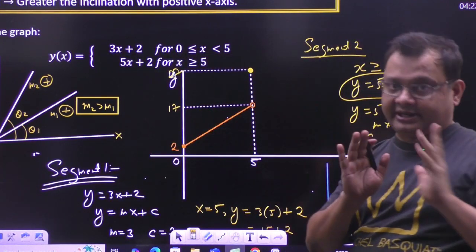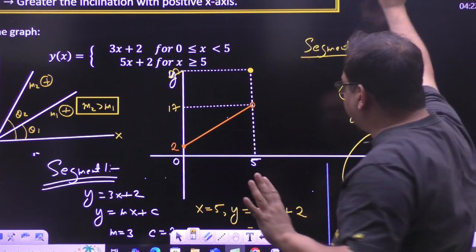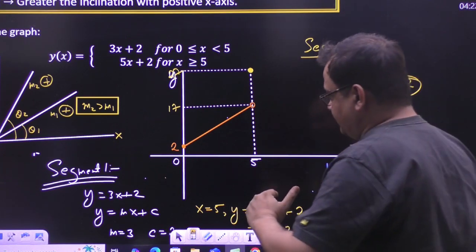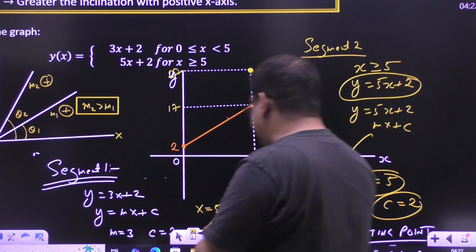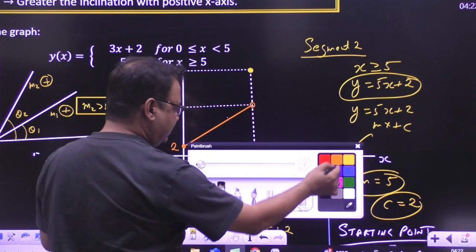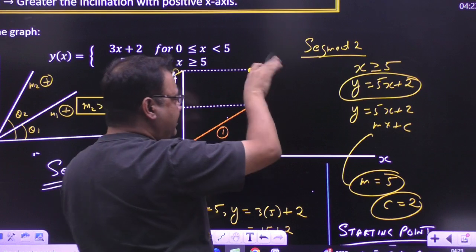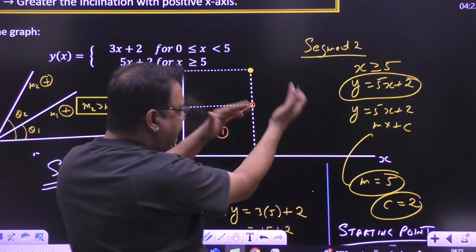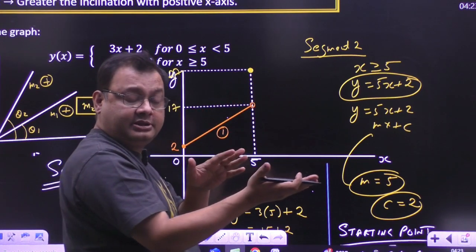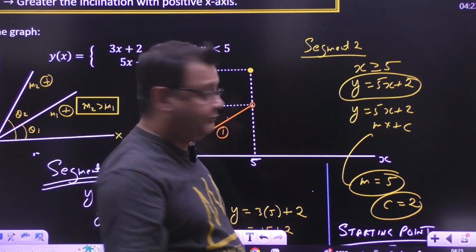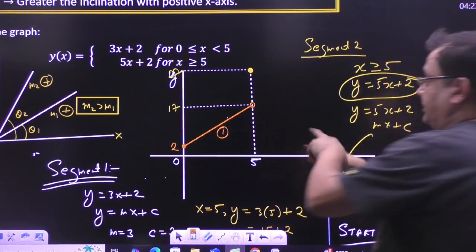Now the question is, this was all clear, the graph will be going upward from this point. Now the question is how the graph will go. Whether this graph will be parallel, what do you think? Will this graph be parallel to graph 1, or will this graph be inclined less compared to graph 1, or will this graph be inclined more compared to graph 1? So this will be decided by the slope.